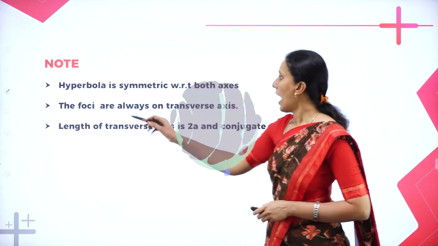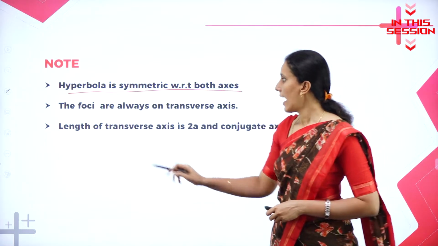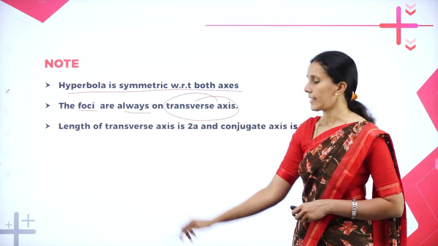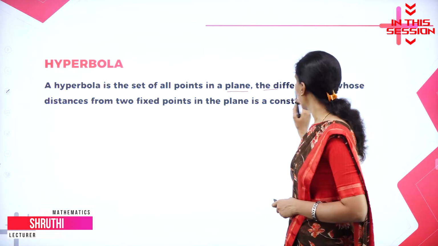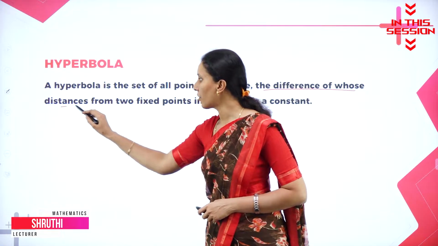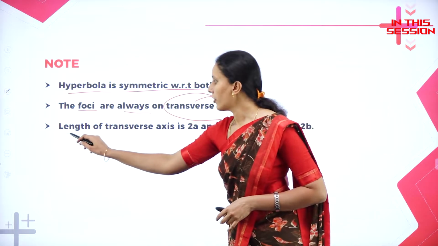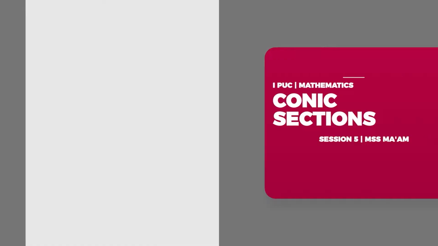Note here, hyperbola is symmetric with respect to both axes and the foci always lie on the transverse axis. A hyperbola is the set of all points in a plane, the difference of whose distances from two fixed points in the plane is a constant. The length of the transverse axis is 2a and the conjugate axis is 2b.